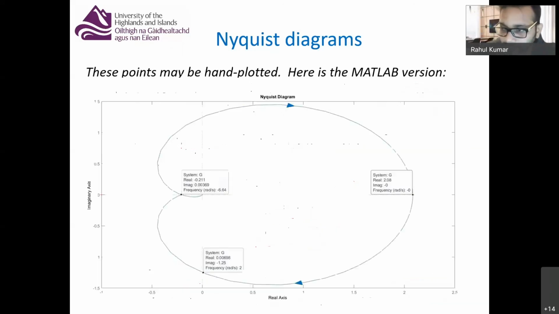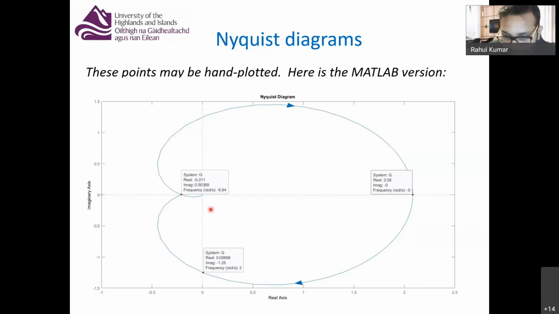I have plotted this graph, the Nyquist diagram, using MATLAB. If I compare the values where it is cutting the real axis, at this point, the magnitude is 0.211 and the frequency is 6.64, which is quite similar to what we have calculated.